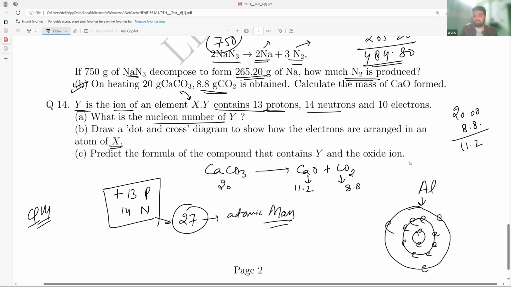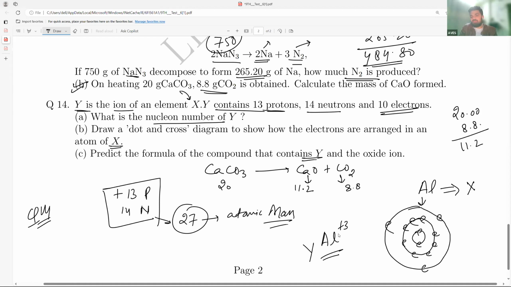And 10 electrons it is, means it is aluminium 3 positive because it has lost 3 electrons. So X is aluminium because it is an element. This is X. And Y is an ion, which is a positively charged ion, and it is Al3 positive. Predict the formula of Y. Y means Al3 positive.